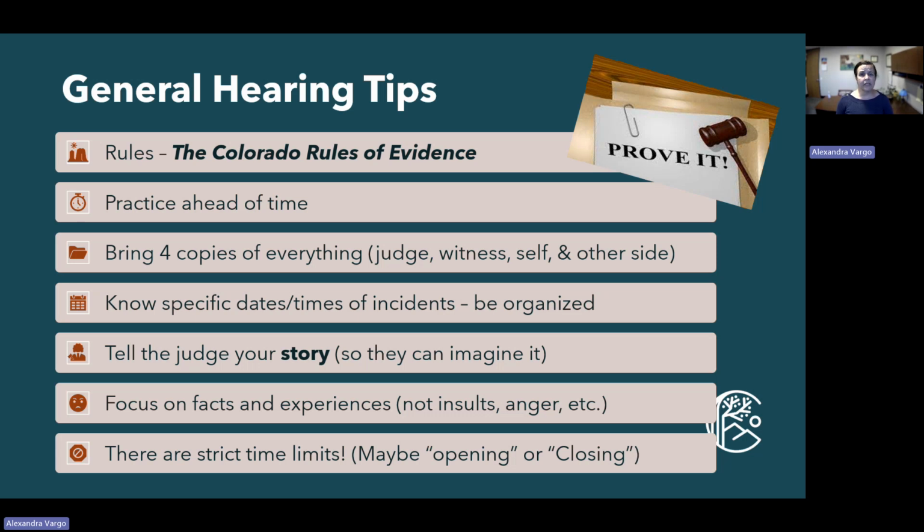Some general tips: you're going to want to consult the Colorado Rules of Evidence. You're going to want to practice ahead of time. Make sure you bring 4 copies of everything, one for the judge, one for the witness, one for yourself, and one for the other side. You want to know specific dates and times of the incident. Make sure that you're organized. I like to encourage folks to do a timeline, like really just like a bullet point timeline of major incidents, the ones that you allege in your complaint, and also others in case the other party brings up other incidents.